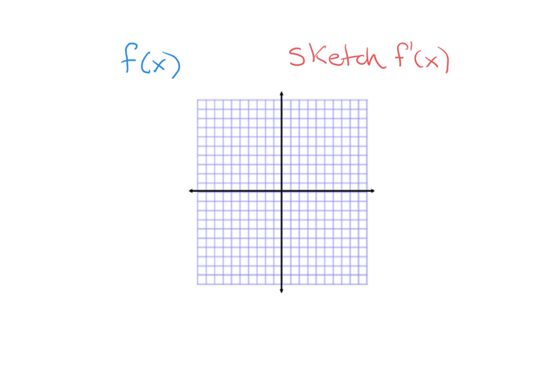So for the first two examples, we're going to start with an f of x graph, and then we'll sketch the f prime of x. Okay, so starting with f of x. I just placed some random points on here, and then I'm going to connect them. So we're going to go up and down, up and down. So this is actually mimicking a fourth degree polynomial graph.